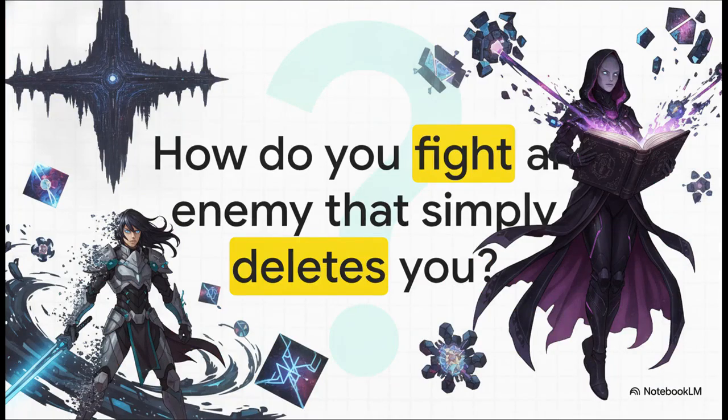So here's a question for you. How do you fight an enemy that simply deletes you? That question right there lies at the very heart of the conflict. In most sci-fi, you fight an evil empire with lasers or swords. But what happens when the enemy doesn't even use weapons? What happens when they act as a neutral arbiter, enforcing a multiversal equilibrium? Enter the terrifying Black Book Empire.